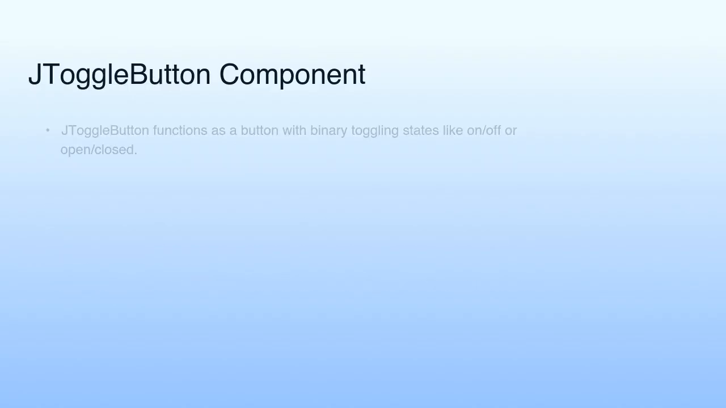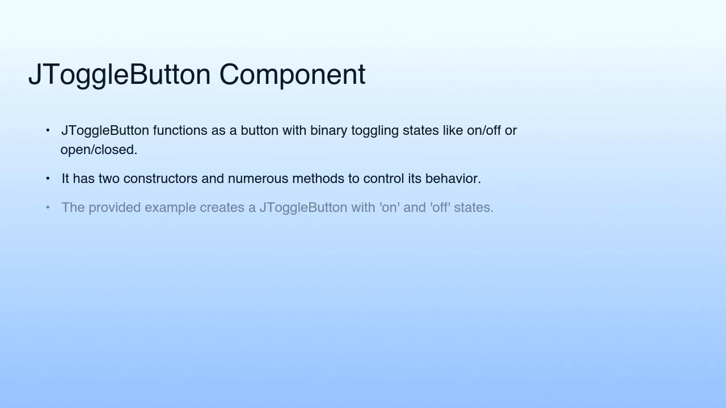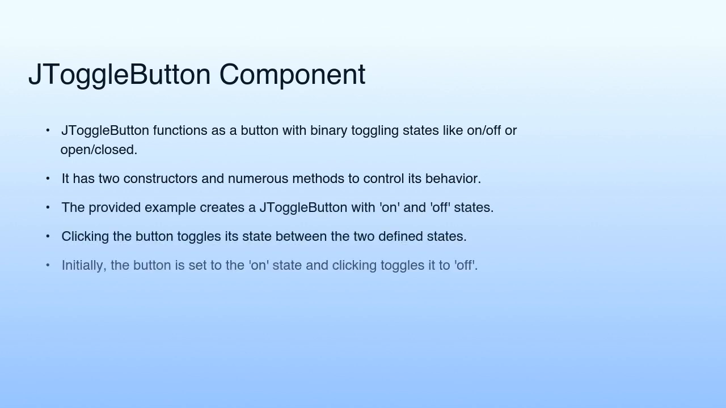The JToggleButton component functions as a button with binary toggling states, such as on-off or open-closed.